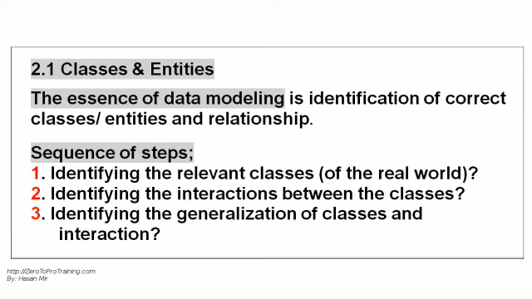Next, 2.1. Classes and entities. The essence of data modeling is identification of correct classes/entities and relationships. Sequence of steps. 1. Identifying the relevant classes of the real world. 2. Identifying the interactions between the classes. 3. Identifying the generalization of classes and interaction.